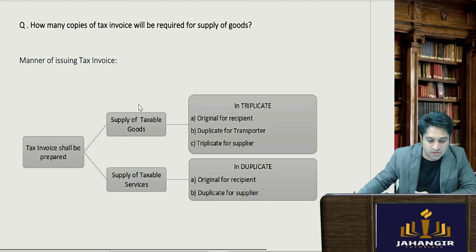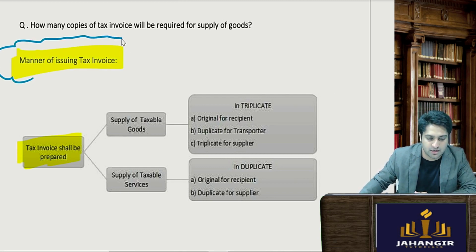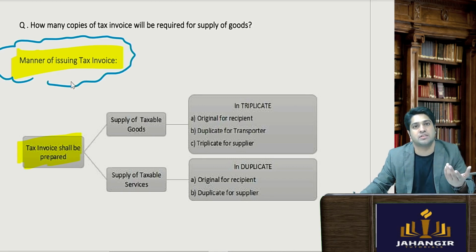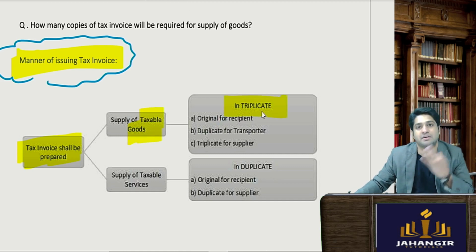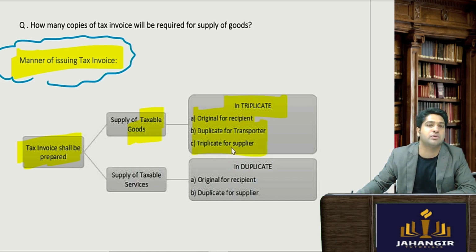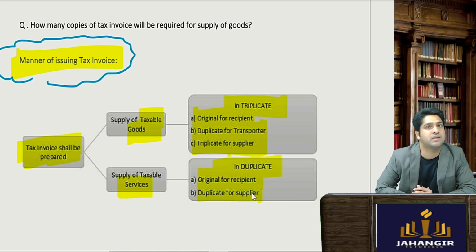So whenever goods are involved, this comes under the head of manner of issuing tax invoice. In case of taxable goods, you issue in triplicate: the original you give to the recipient, the duplicate to the transporter, and the triplicate to the supplier. In case of services, it is issued in duplicate: the original is given to the recipient and the duplicate is kept with the supplier.